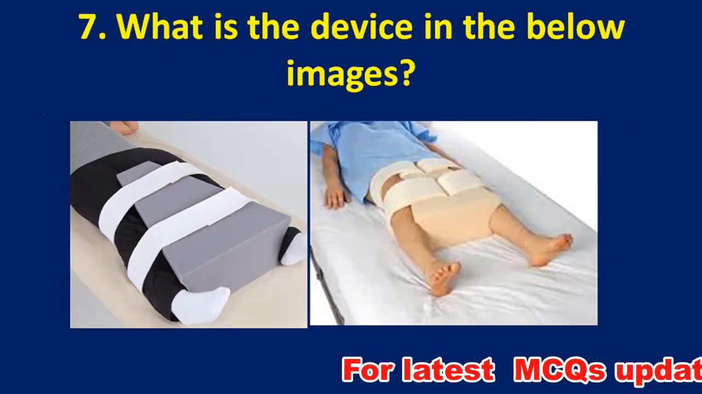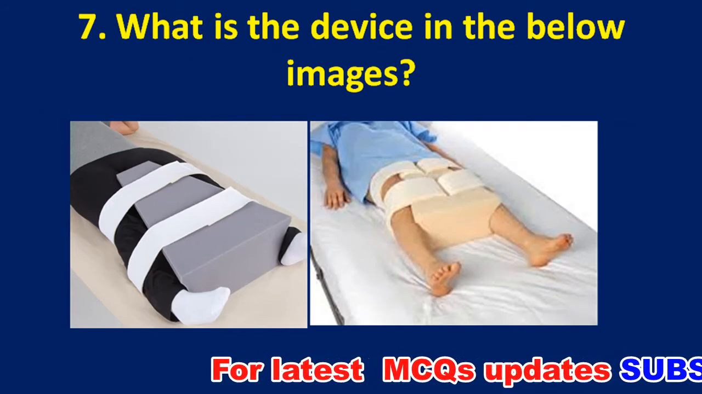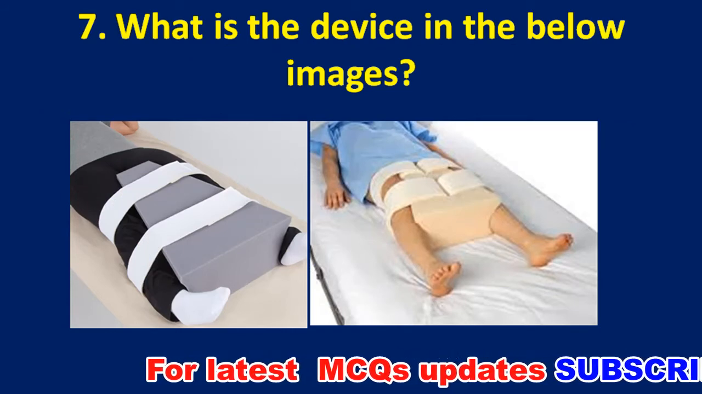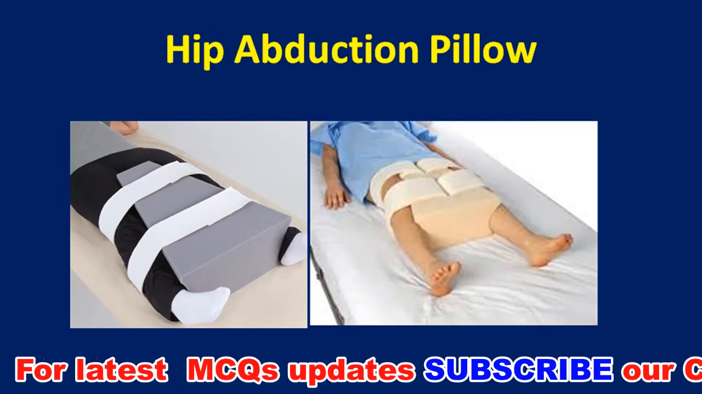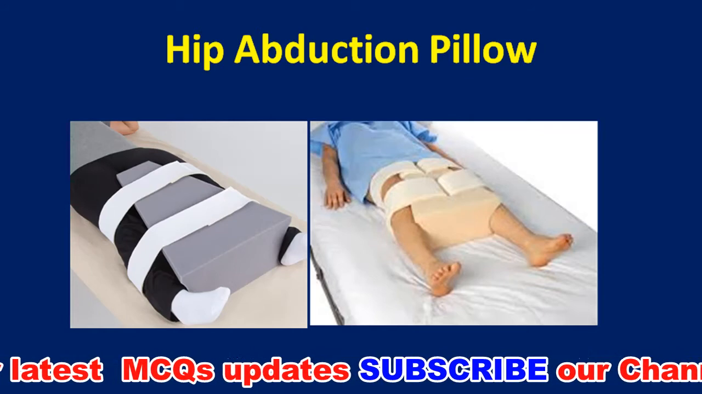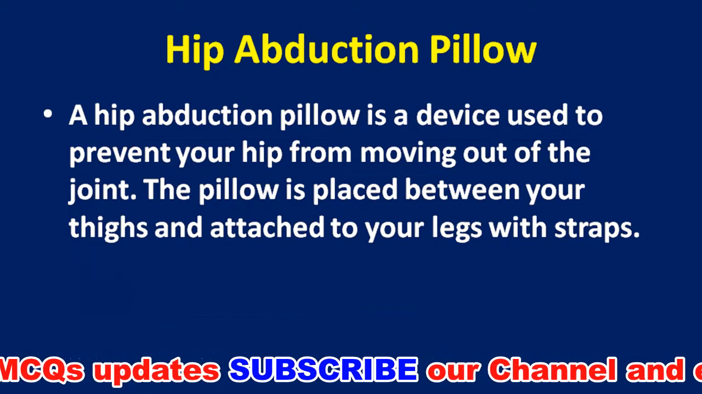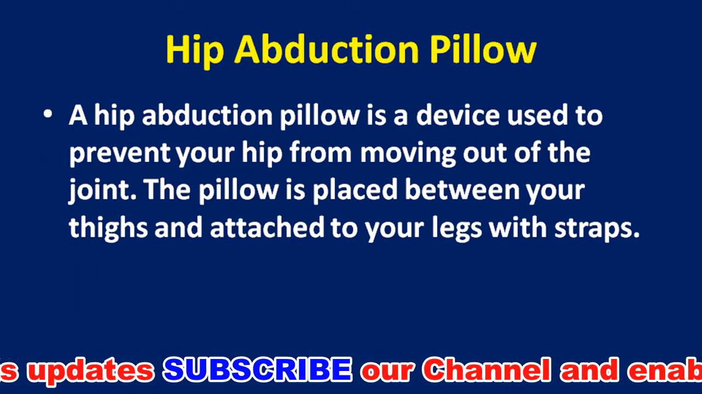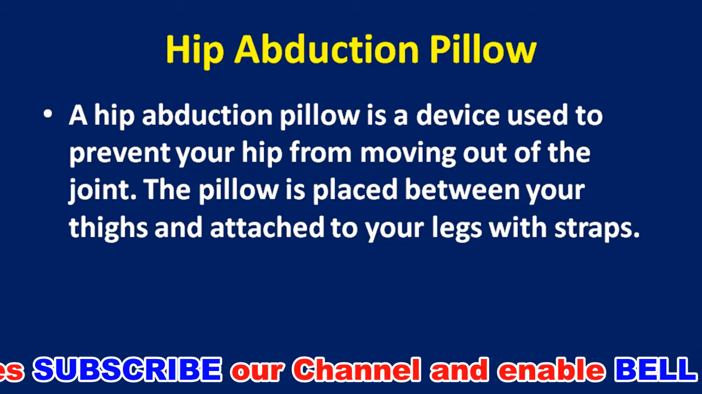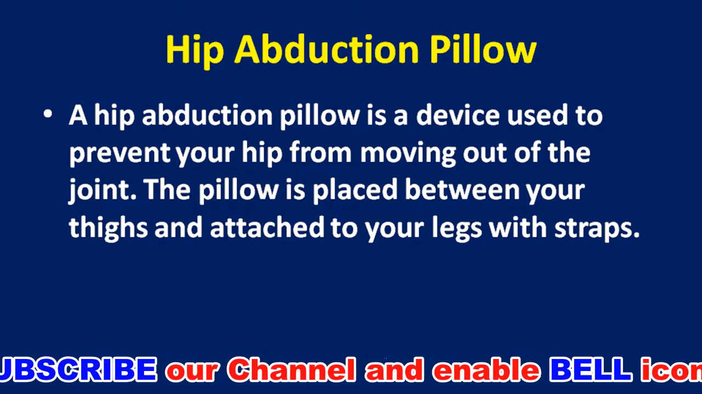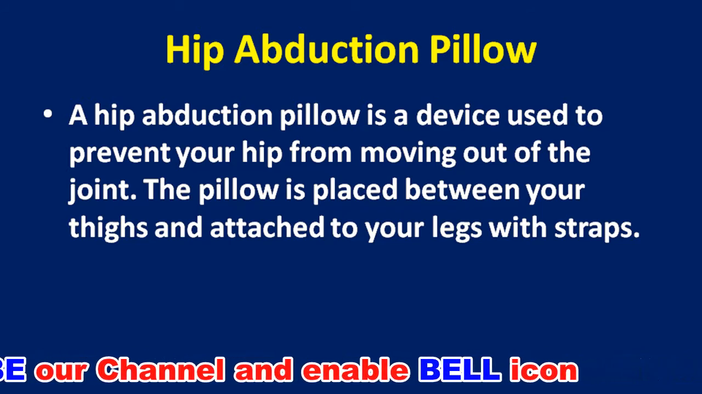Seventh question. What is the device shown in the below image? Two images you can see. In that, a person's legs are kept apart using that device. What is that? Name of the device is a hip abduction pillow. A hip abduction pillow is a device used to prevent your hips from moving out of the joint. The pillow is placed between your thighs and attached to your legs with straps. So, it prevents your hips from moving out of the joint.